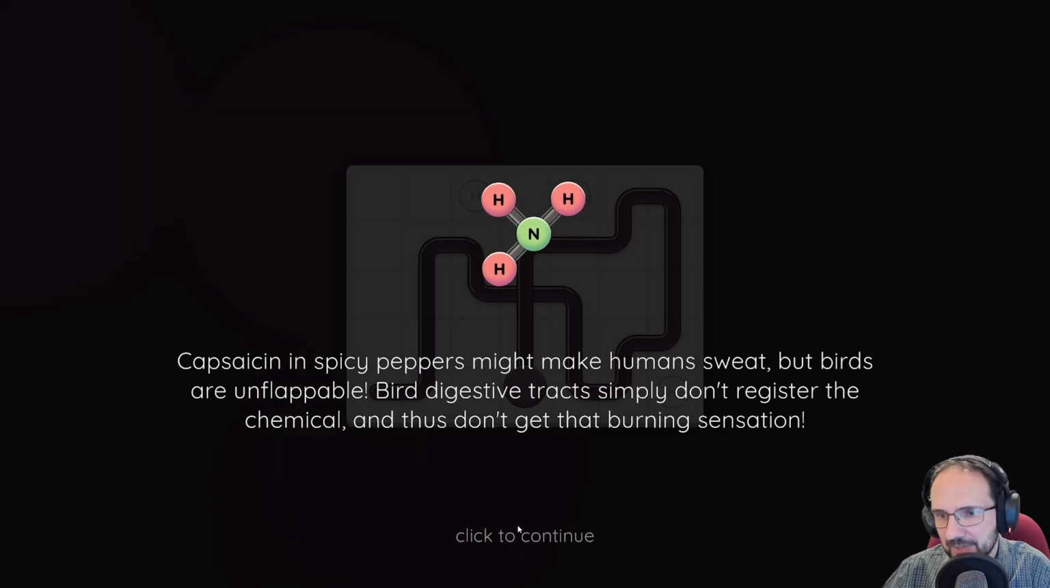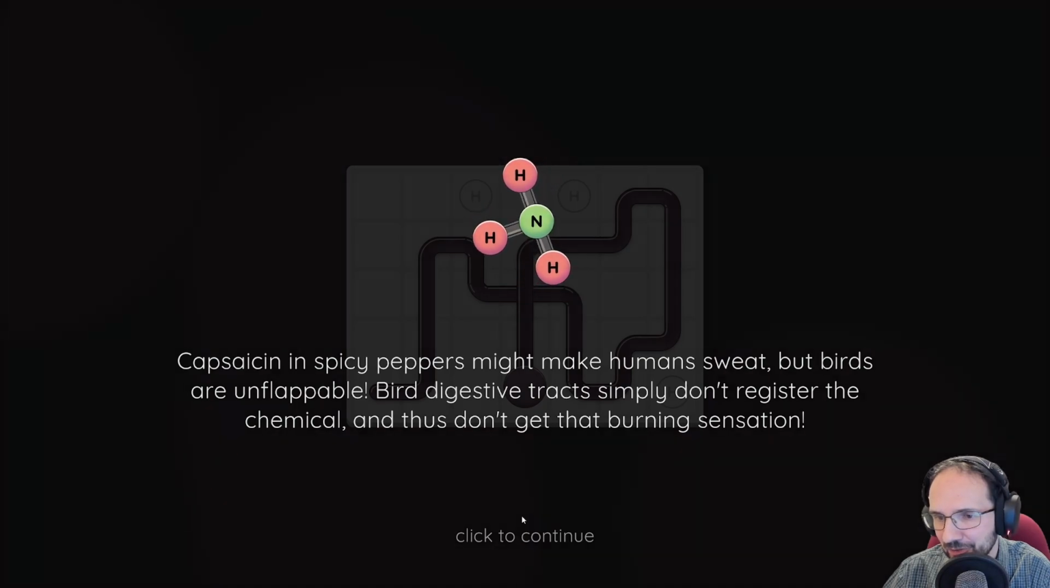Capsicum and spicy peppers might make humans sweat, but birds are unflappable. Bird digestive tracts simply don't register the chemical and thus don't give that burning sensation.